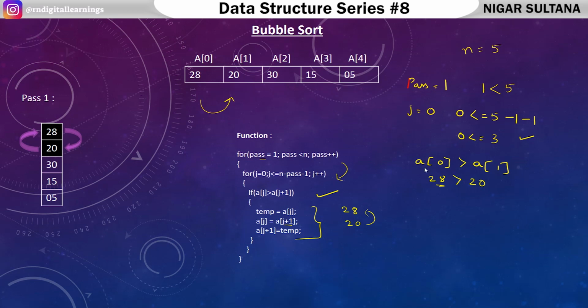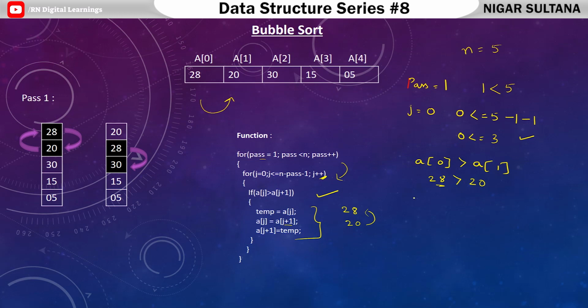Now, this is the concept of comparisons. We are comparing 28 with 20. If it is true, I must swap. This is the concept of swapping. It has been swapped. 20 goes up and 28 comes down. Now, again I must increment the value of j. This is for increment.